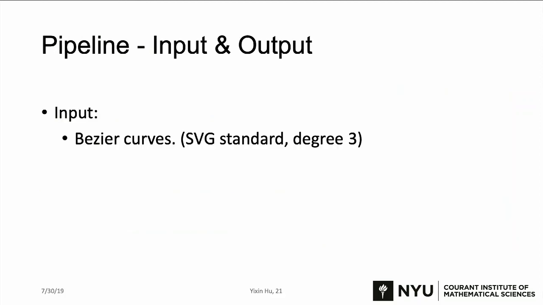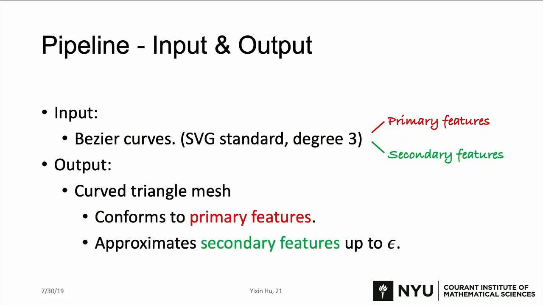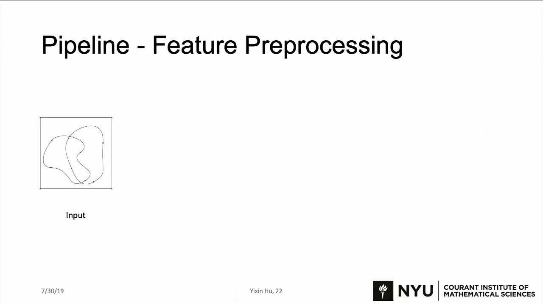Now let me introduce our algorithm in more details. Our input are Bezier curves, which will be separated into primary features and secondary features. I'll talk about the separation soon. Our output is a curved triangle mesh that conforms to primary features and approximates secondary features up to epsilon.